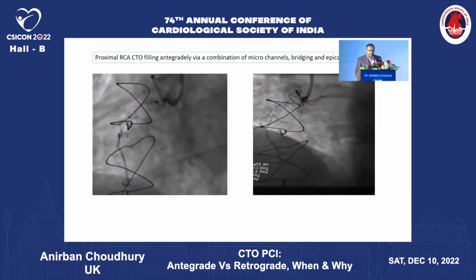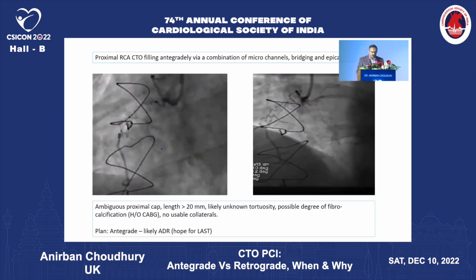A slightly more complex ADR, if you could say. This is a post-bypass patient. The collaterals are much more tricky, with quite prominent bridging collaterals. We're not entirely sure of the course of the artery. You have an idea where the cap is, but you are not entirely sure. And there seems to be a degree of tortuosity in the CTO segment from how the collaterals have gone. There wasn't any usable retrograde option, so the plan here was antegrade and very likely ADR, best scenario, hope for the best.